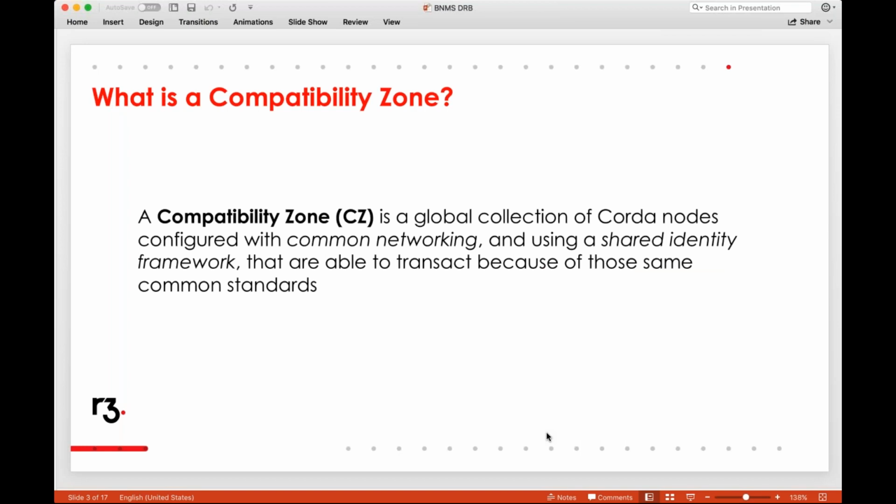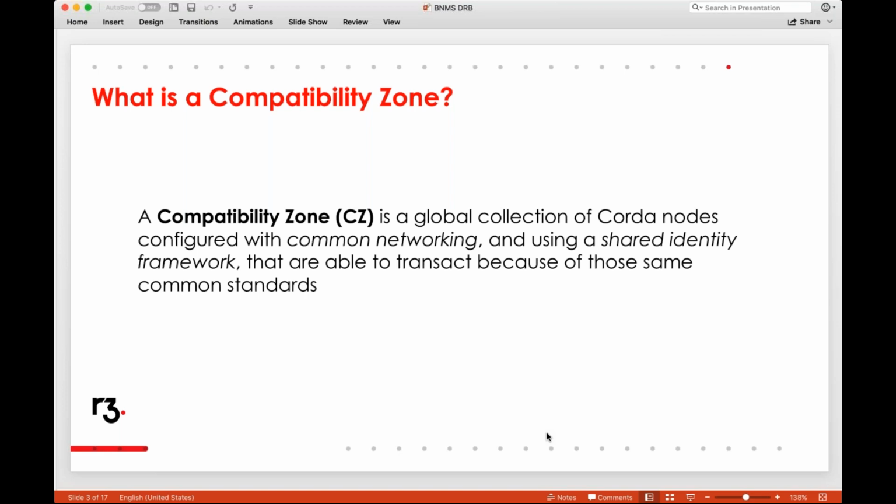Okay. So first of all, what is a compatibility zone? We introduced the concept of compatibility zones in Corda version 3. That's the official definition. Basically, a compatibility zone is a global collection of Corda nodes configured with common networking and using a shared identity framework that are able to transact because of sharing the same common standards.